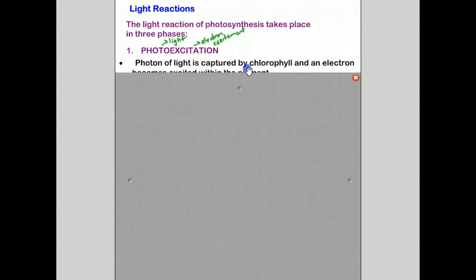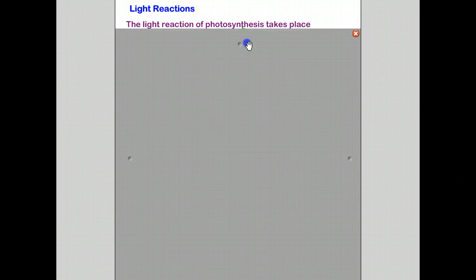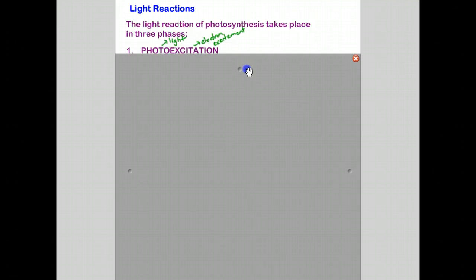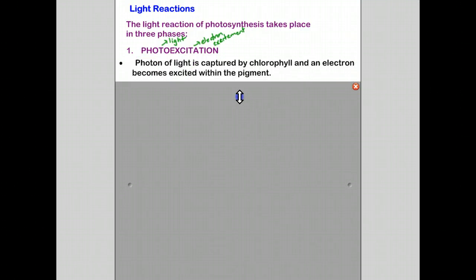Okay, so first thing we're going to start off with is the light reactions. The light reaction of photosynthesis takes place in three main phases. Okay, so this is what I want you to focus on and remember. The first stage is photoexcitation. Photo represents light. Excitation means that we're exciting or giving energy to electrons. And this is exactly what's happening.